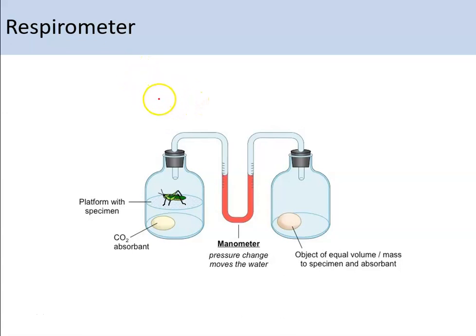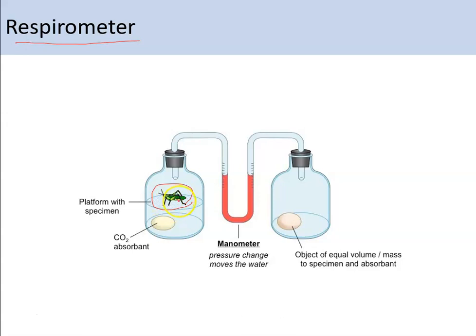Hello everyone. In this video I'm going to explain the respirometer. What is a respirometer? A respirometer is a device to measure the amount of respiration. This is a very simple and informative picture that shows how a respirometer works. Simply, we have two bottles, and in one bottle we have an insect.